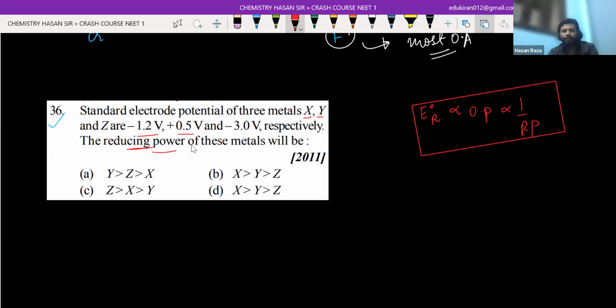The one with the lowest value will have the most reducing power. So Z is the lowest value, then comes X, and then comes Y. So the answer will be C. Is that clear? Very good. Yes, sir. So you can easily solve this very important question. Can I change the slide?